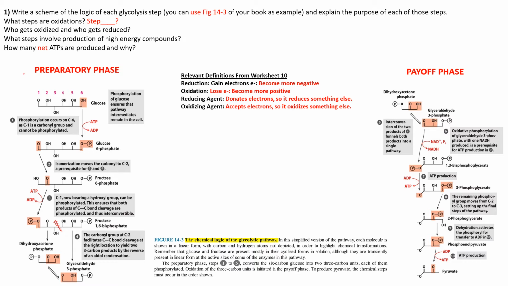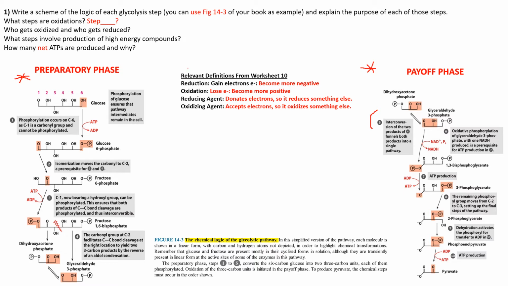This is the preparatory phase, and it should be steps 1 through 5. And then on the right is the payoff phase, and it should be steps 6 through 10. However, step 5 was stuck over here. I didn't know how to separate it, so just know that the preparatory phase is 1 through 5.